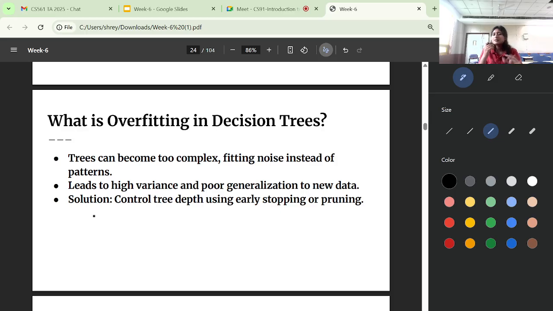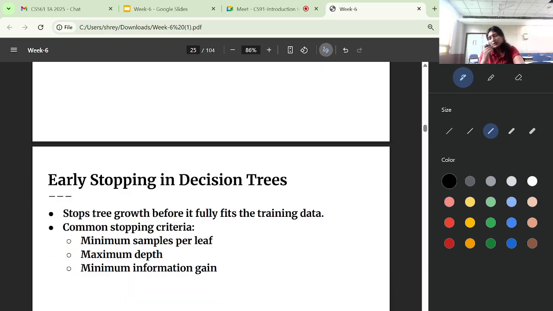So the solution is, as we have discussed, we can control the tree depth by stopping or pruning. So there are some strategies or stopping criteria. It is written here that we can stop the tree growth before it fully fits the training data. So it means early stopping. Where can we find early stopping? So the first thing is minimum samples per leaf.